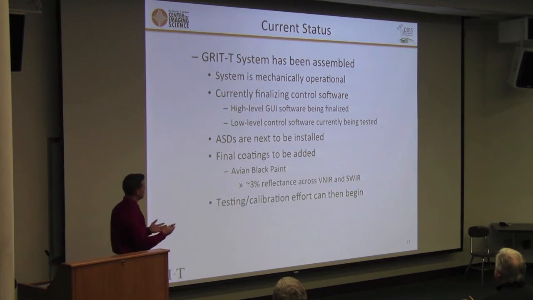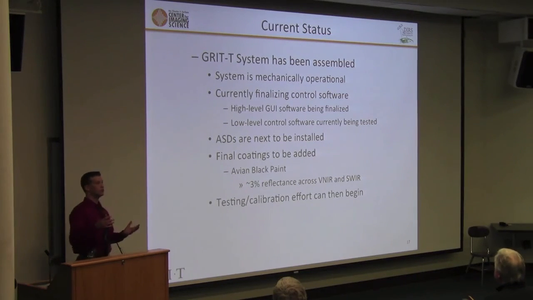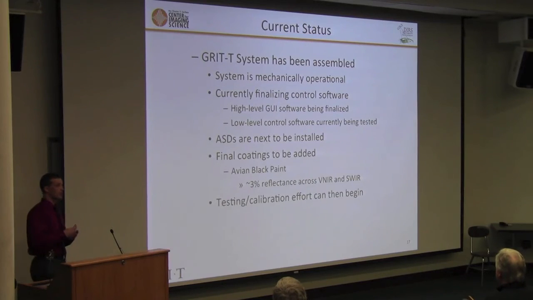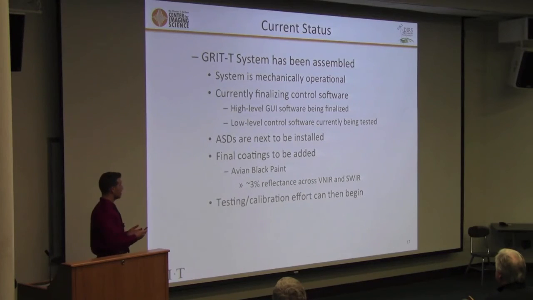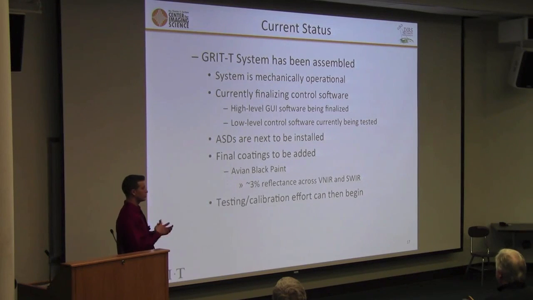The system has been assembled now, so it's sitting upstairs on the 3rd floor. It's mechanically operational. We can do all of the motions that I've talked to you about here that allow us to have these great features like target tracking and digital elevation model. What we're working on now is finalizing the control software for the device. So the high-level GUI that the user will actually use is going to control the ASD sensors and the goniometer itself. And that's being finalized right now.